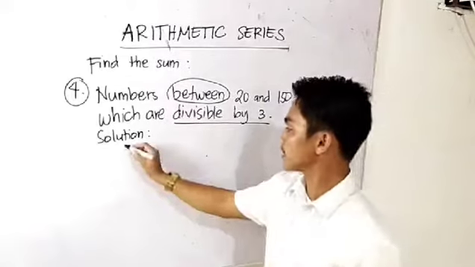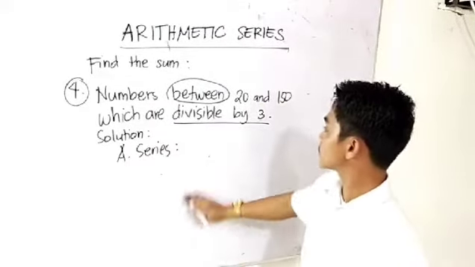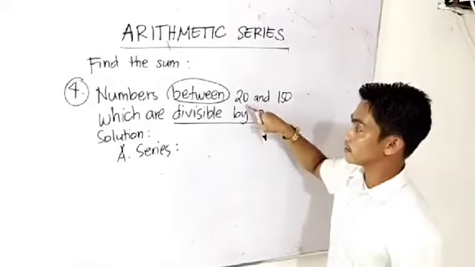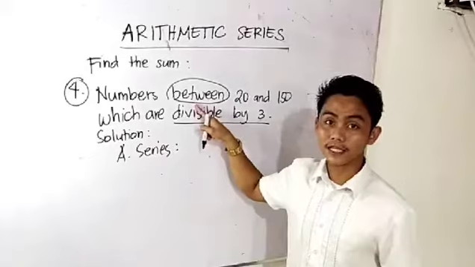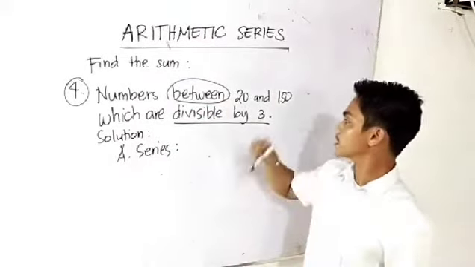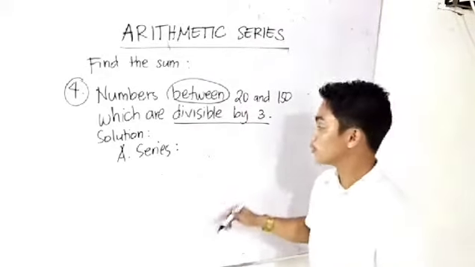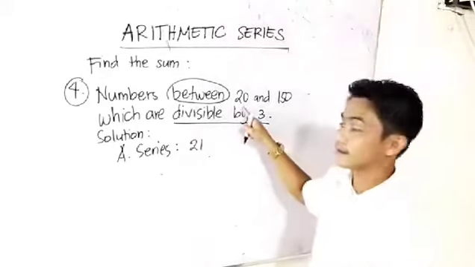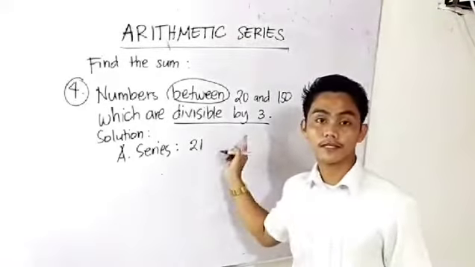So, ano yung magiging arithmetic series natin? Ang magiging series natin is, we begin with 20? No, because dapat between. Ibig sabihin, pagitan lang, hindi kasama 20 at 150. So, ano yung nasa pagitan ng 20 at 150 na divisible by 3? Yung 21. Yung 21 is divisible by 3. 21 divided by 3 is 7.